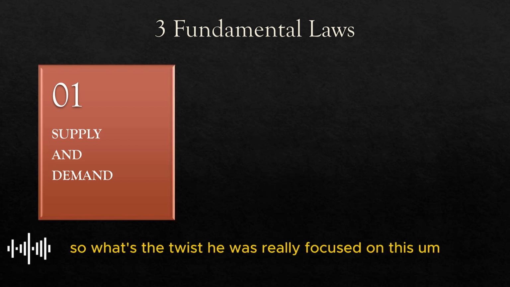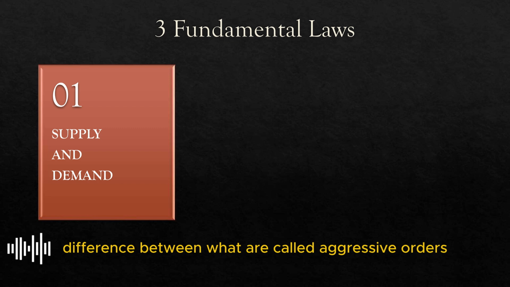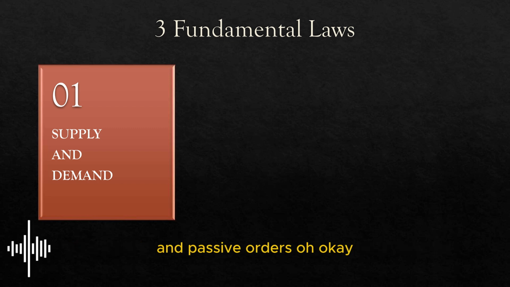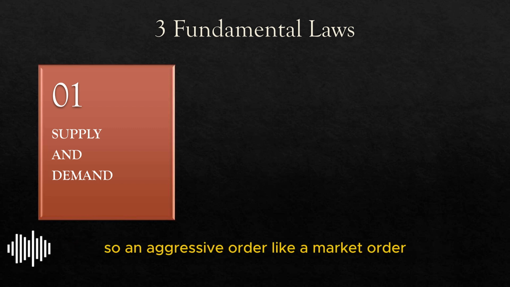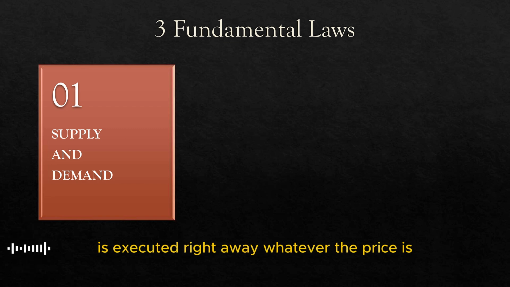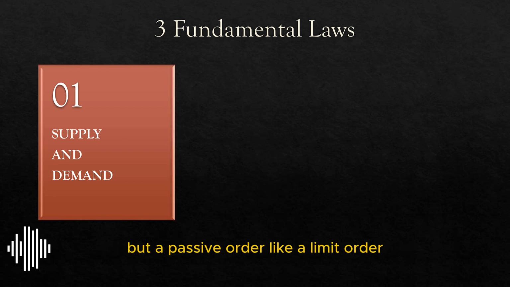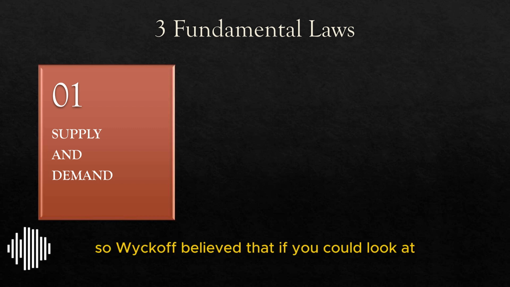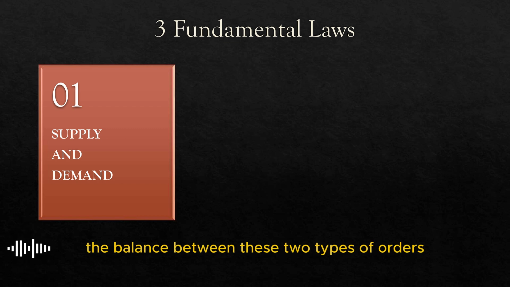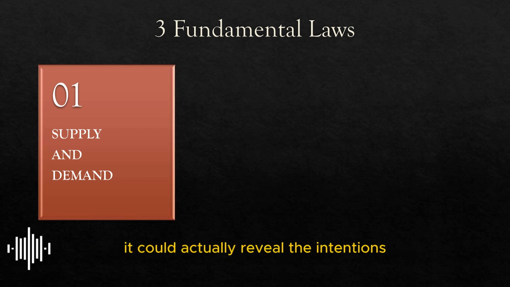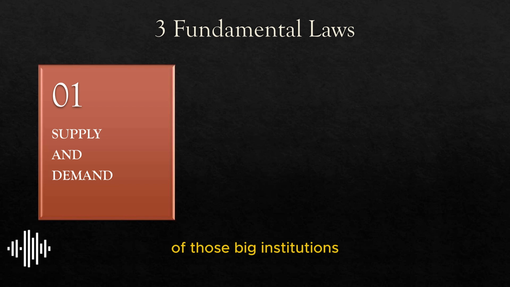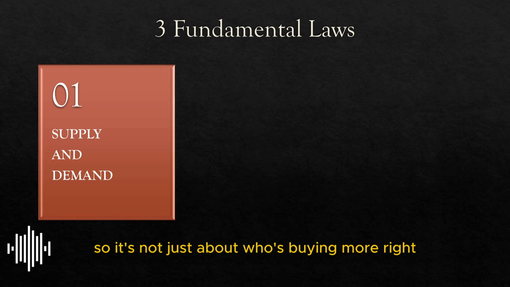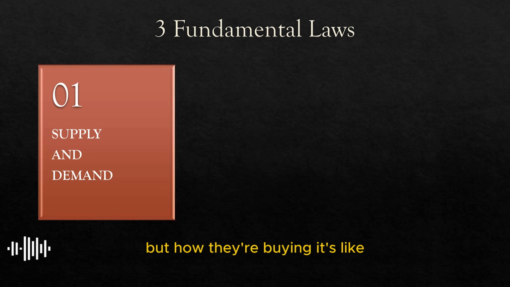So what's the twist? He was really focused on the difference between what are called aggressive orders and passive orders. An aggressive order, like a market order, is executed right away, whatever the price is. But a passive order, like a limit order, only gets filled at a specific price or better, right? So Wyckoff believed that if you could look at the balance between these two types of orders, it could actually reveal the intentions of those big institutions. So it's not just about who's buying more, but how they're buying. Are they rushing in? Are they being patient? The urgency, right?